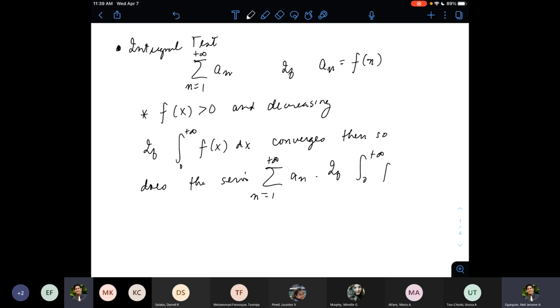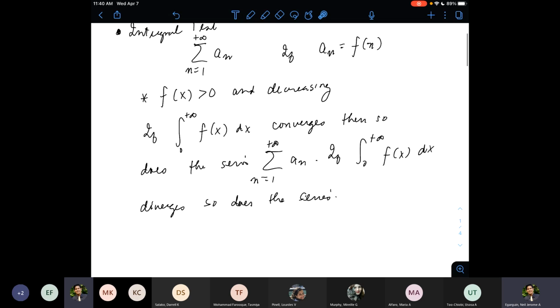If the integral diverges, so does the series. So that means the convergence of our series is the same as the convergence or divergence of the integral, right? But again, before you apply this, make sure that your function is decreasing and is always positive, right? Otherwise, you cannot apply the integral test. Okay, so that's the integral test.